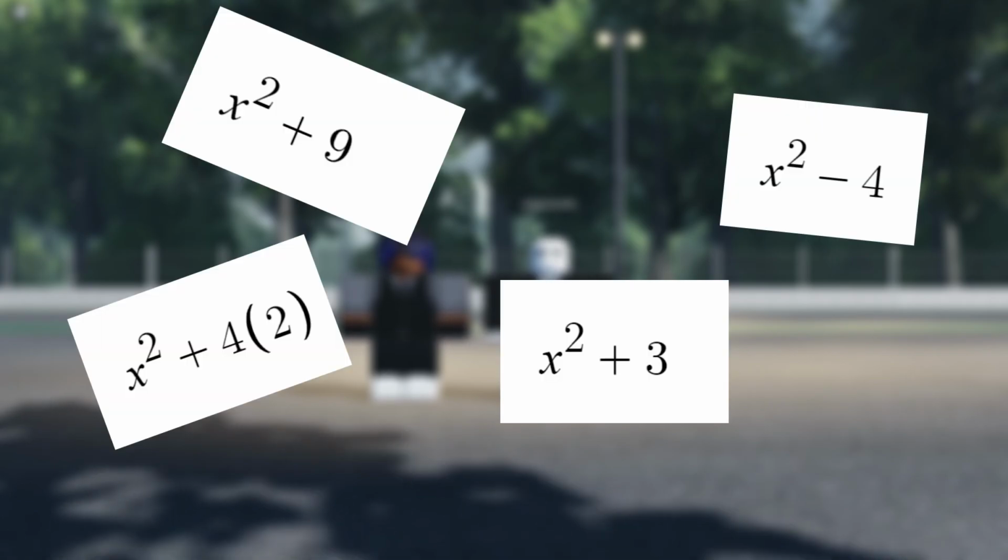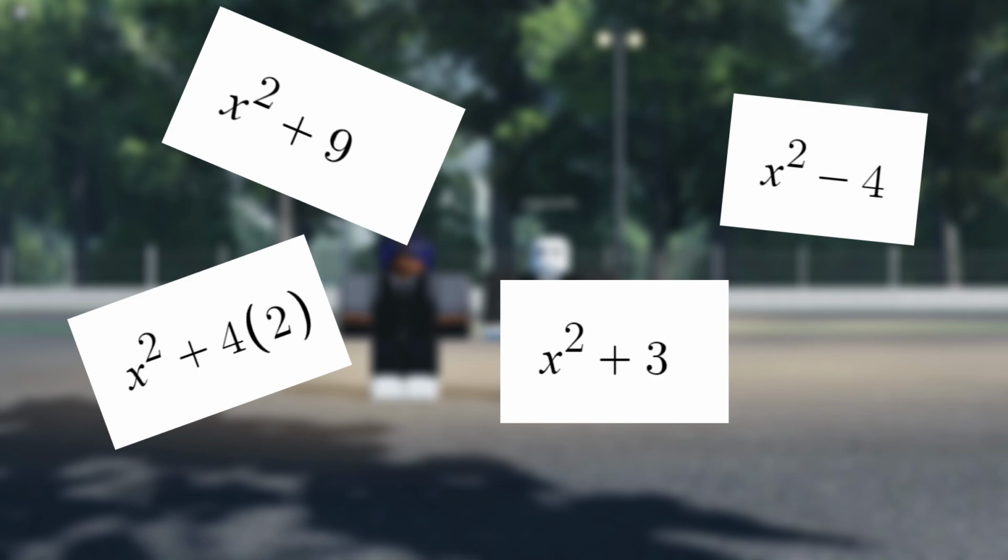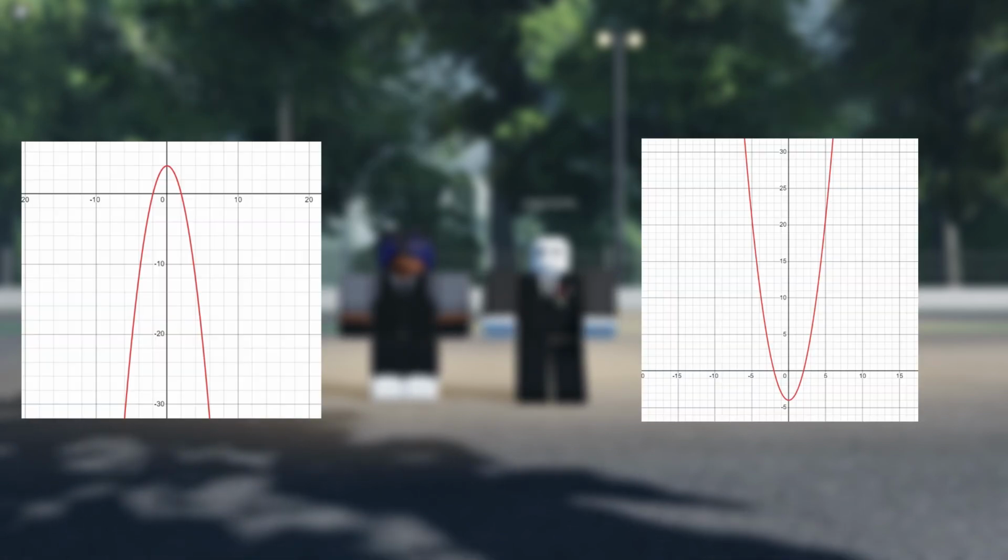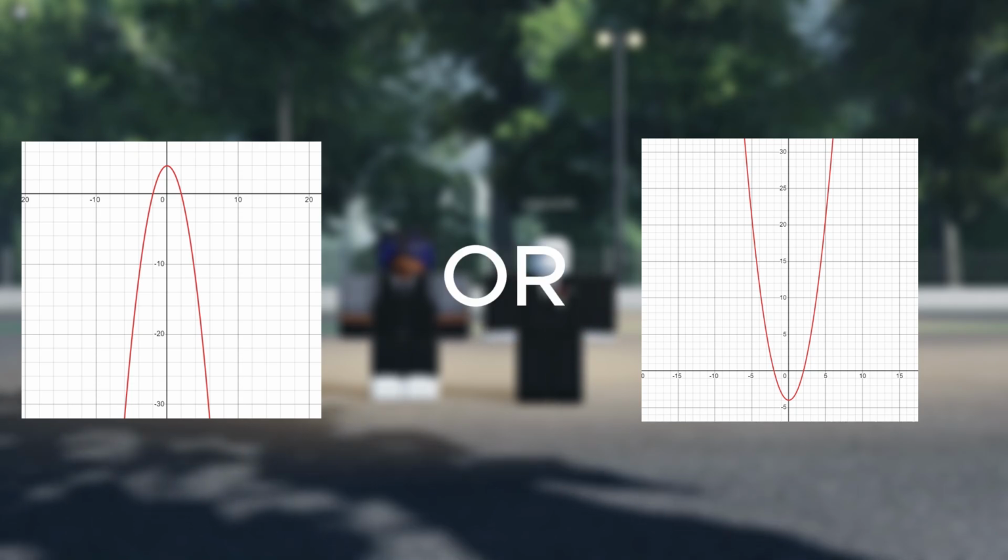x to the power of 2, y equals x to the power of 2, just like that. On a graph, these create pretty interesting shapes that look like an arch or upside down U. This is called a parabola.